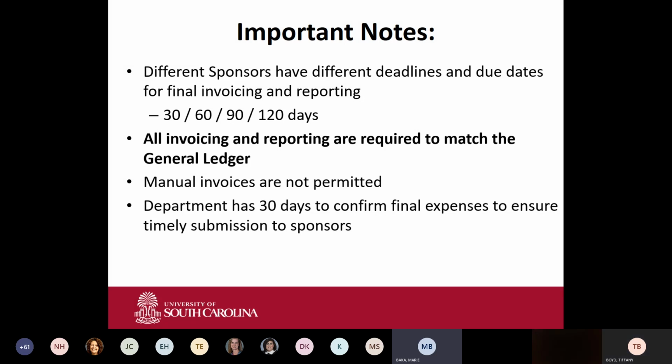So please bear with us over the next month or so also, as we're asking for final expenses and trying to get everything out. We have a lot due over the next couple months, because everything that ends in June, we have 200 final invoices due between July and August. So we are trying to meet every single one of those deadlines diligently, but we do need your partnership to do that.